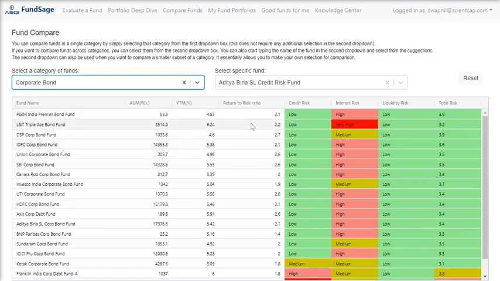Return to risk ratio is a bit more involved in terms of its calculation, but broadly stated, it's YTM plus some weight to historical returns divided by risk and some transforms used to create a sensible ratio.